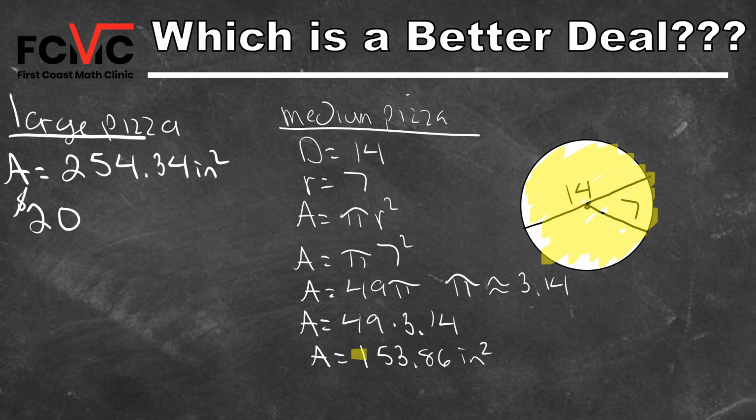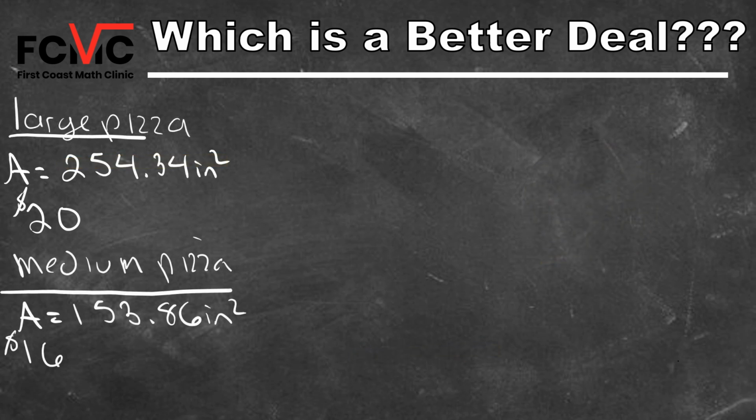All right, so obviously we're getting less pizza than a large pizza, but our cost is less. So the cost is $16 per pizza. So let's compare the cost per square inch and see which of these two is really a better deal. Is a large pizza a better deal, or the medium pizza a better deal in this scenario? Okay, so we figured out our large pizza and medium pizza area and cost.